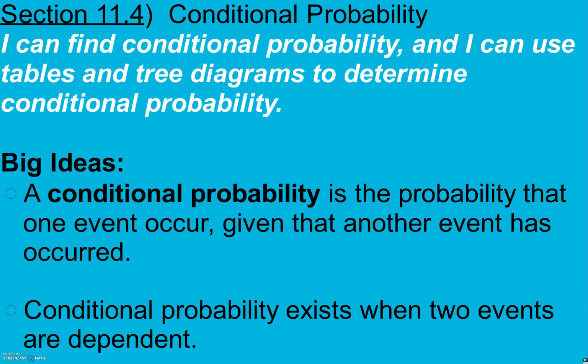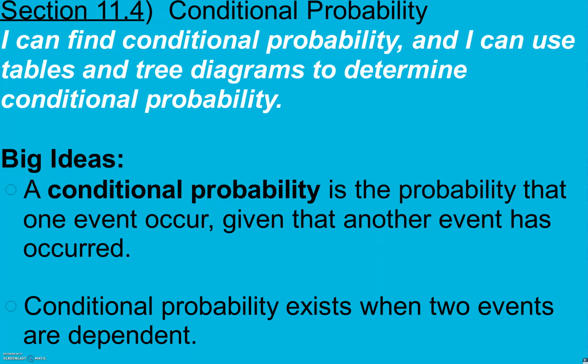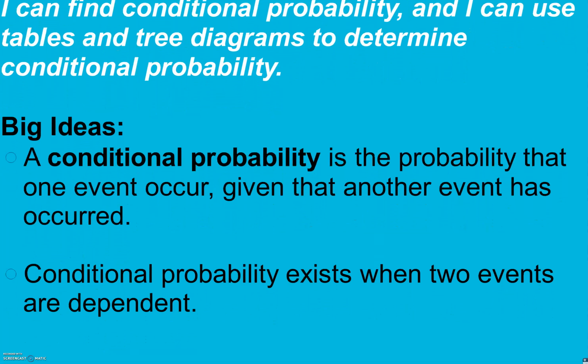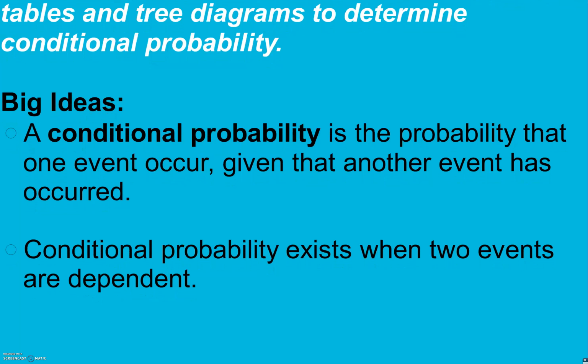Section 11.4 is conditional probability. I can find conditional probability, and I can use tables and tree diagrams to determine conditional probability. Big ideas here for this section. A conditional probability is the probability that one event occurs given that another event has occurred. Conditional probability exists when two events are dependent.